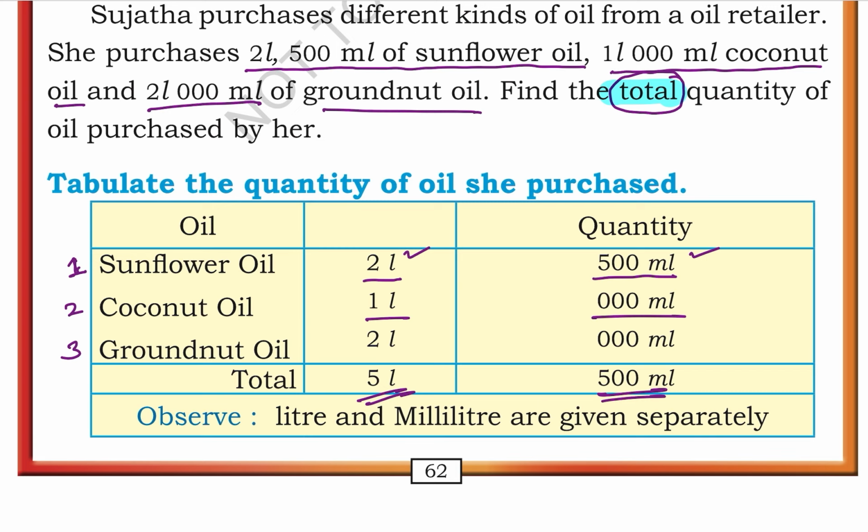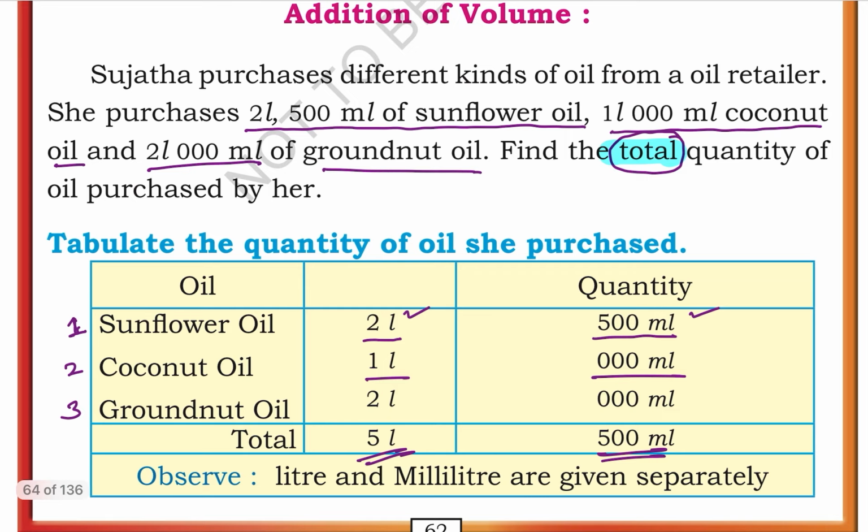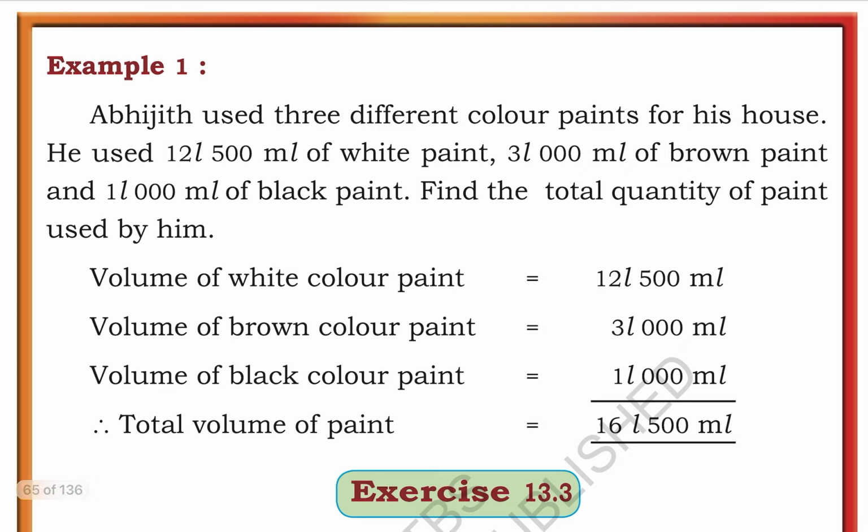Observe, liter and milliliter are given separately. Did you understand? This is how we add the volume. Come to the next page. Example 1. Abhijit used 3 different color paints for his house. He used 12 liter 500 milliliter of white paint. This is the first given data. You note it down here.